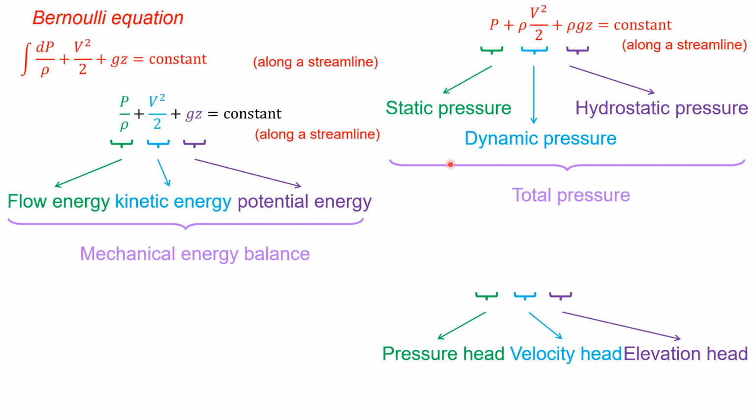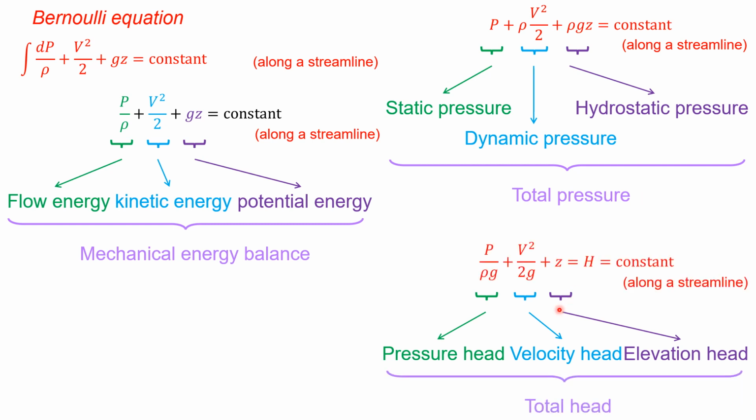Okay, so when you multiply the equation by rho, you can get this equation. So it's a modification from here. From here we can divide into three components also. The first one is static pressure, the second one is dynamic pressure, and the third one is hydrostatic pressure. Okay, all these three combined we call the total pressure.